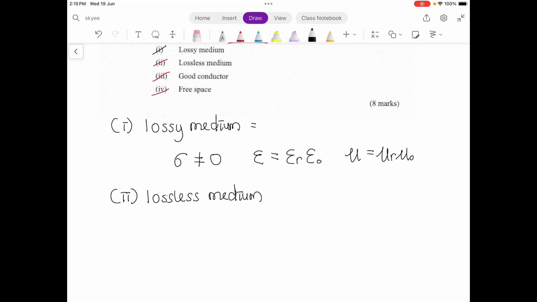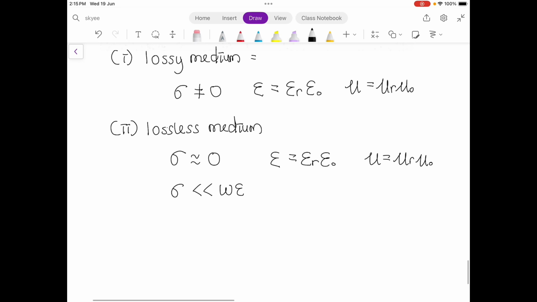For lossless mediums, one very important thing is that the conductivity is approximately 0. You can prove whether the medium is lossless by checking whether the conductivity is much less than omega multiplied by epsilon. If this is correct, then it is considered lossless. For this one, epsilon is equal to this, and mu is equal to mu r times mu naught. So this is the lossless.